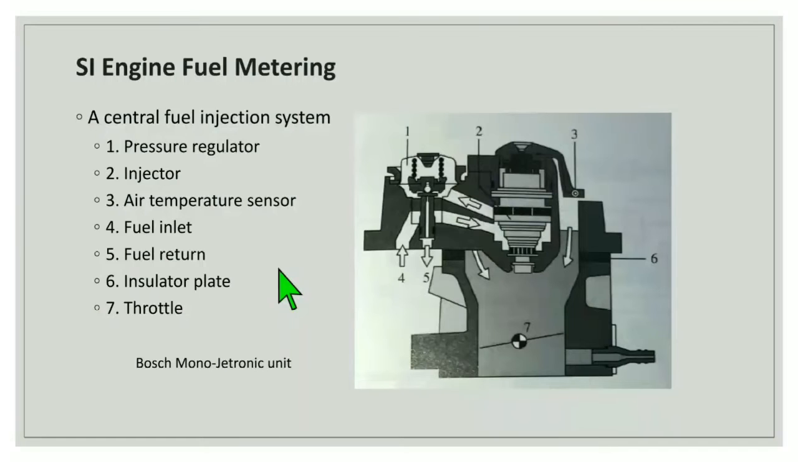A central fuel injection system. Number 1, pressure regulator. Number 2, injector. Number 3, air temperature sensor. Number 4, fuel inlet. Number 5, fuel return. Number 6, insulator plate. Number 7, throttle.